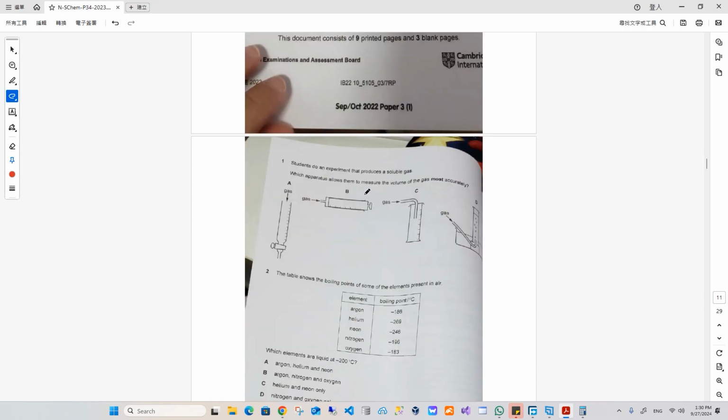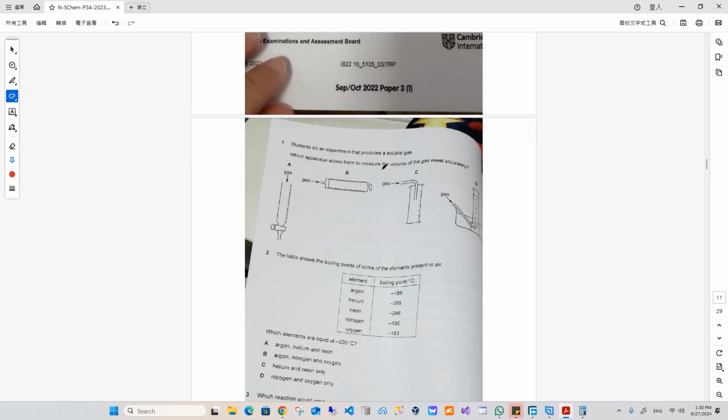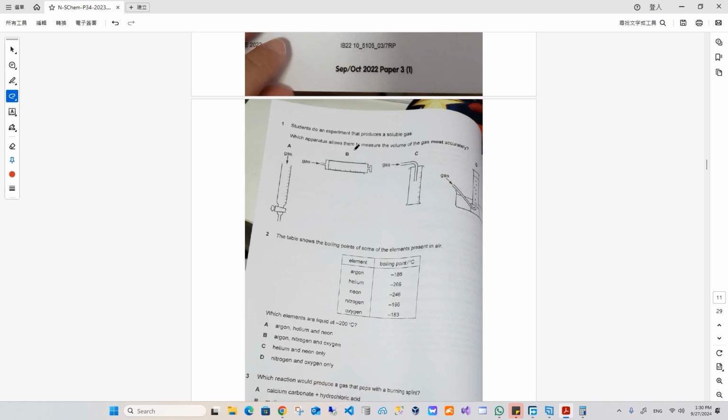Okay, so come to MCQ. Student experiment produces a soluble gas. Which apparatus allows them to measure the volume of gas most accurately? Gas syringe. A syringe has all the markings, so you know how many gas comes in. The upward and downward delivery are roughly here and there. And this is for liquid. There's no way for solid, using a burette.